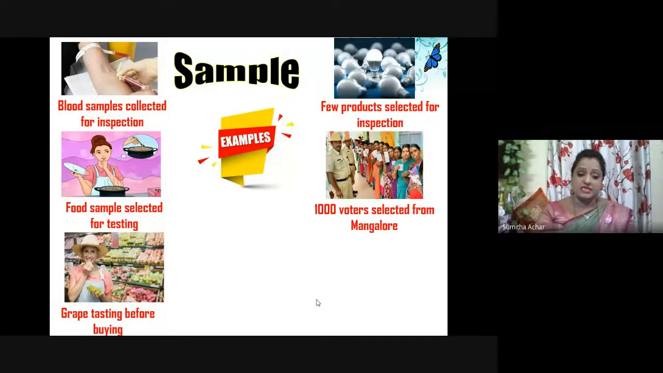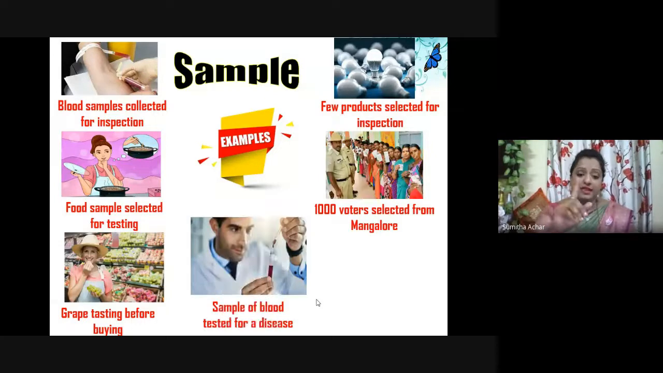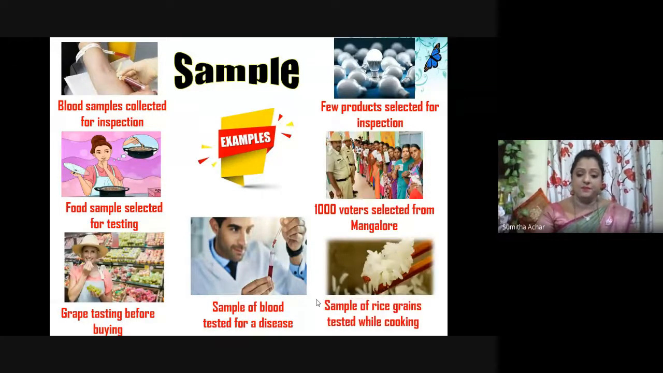Suppose the grapes turn out to be very sweet, then you will tend to increase your purchase. If the grapes are very sour, then you make a decision not to buy as well. So one grape is sufficient to make the decision of whether you have to buy more quantity, less quantity, or absolutely no buying. Then a sample of blood tested for this, or a swab test, right? Or some simple examples from day-to-day life.